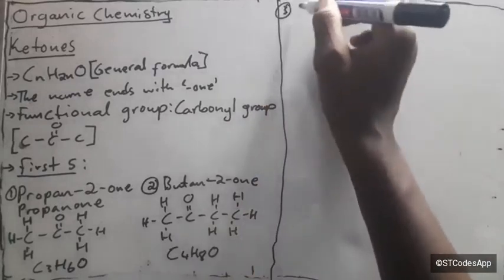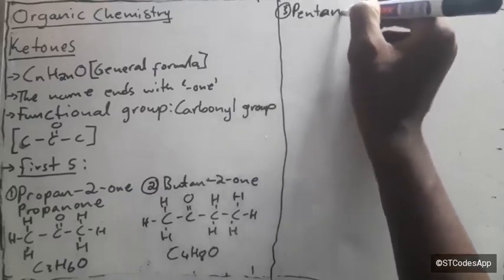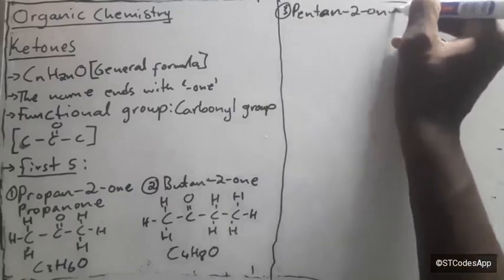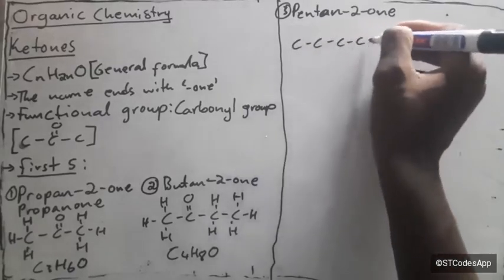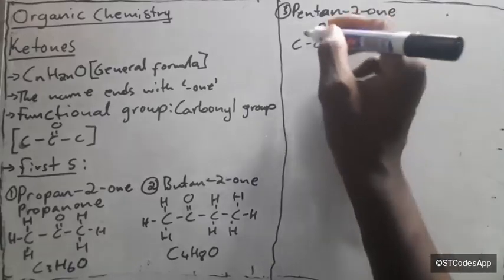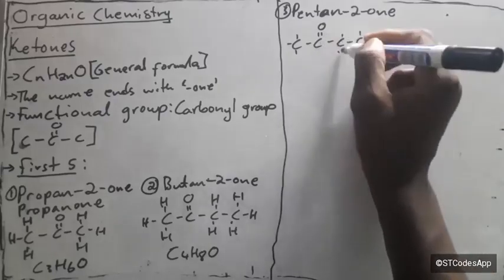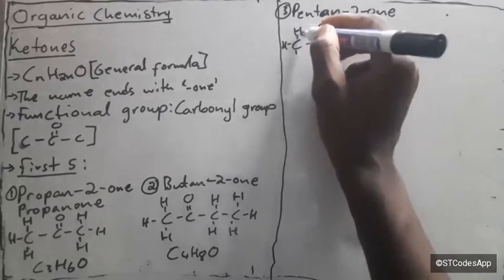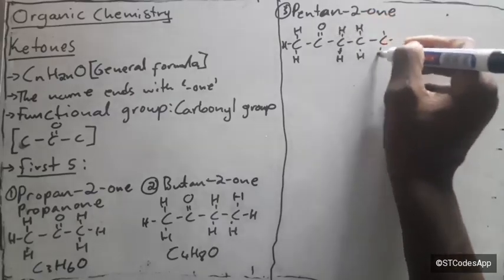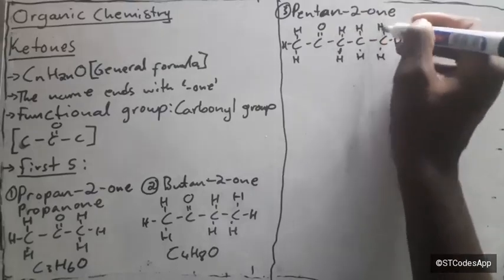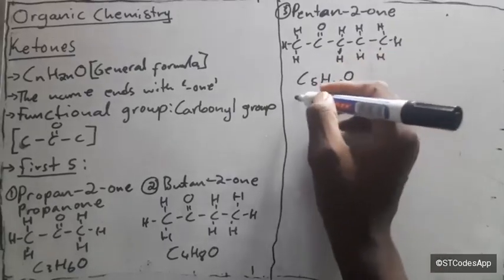Number 3, gonna do with pentane 2, 1. 1, 2, 3, 4, and 5. So on number 2, find the functional group. H, H, H, H, H, H. H is there. Then this is C5, H10, and an O.